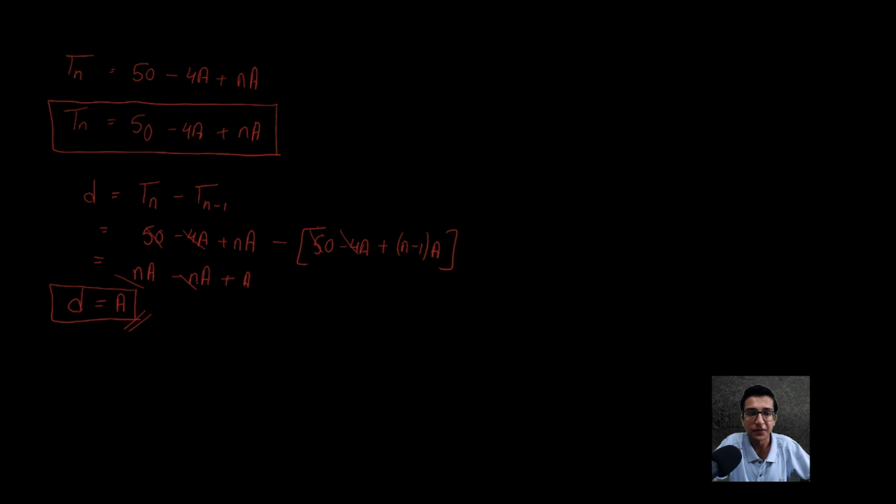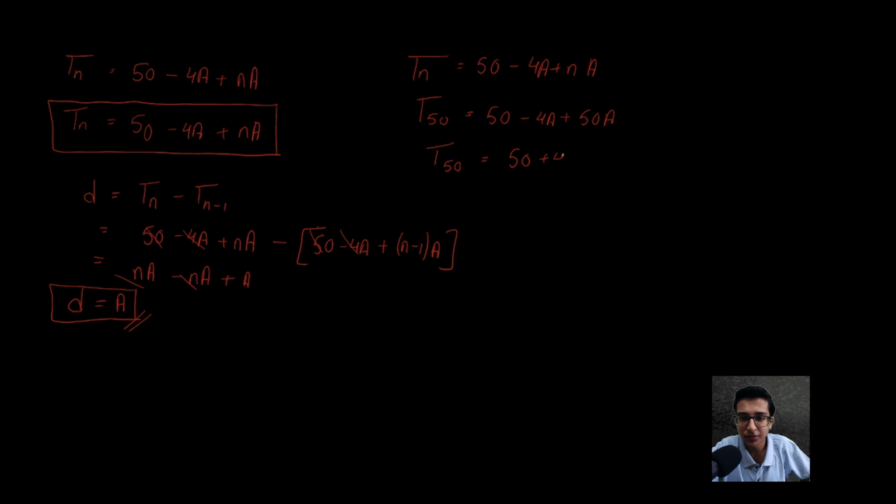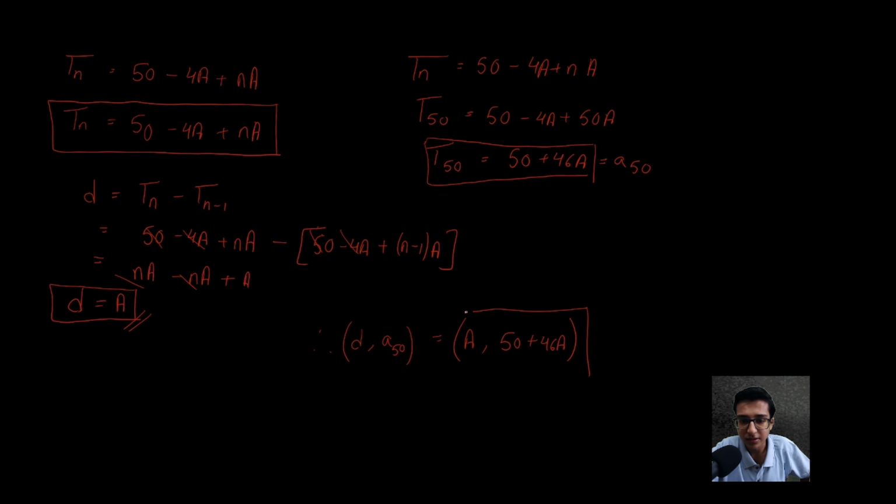Now finding the value of A50 becomes easy for us, since we know the nth term is 50 minus 4a plus na. So we can write this as T50 is equal to 50 minus 4a plus 50a. This would make it 50 plus 46a. So we found the value of the 50th term as well. This is equal to A50. Therefore our answer, the ordered pair D comma A50, is equal to a comma 50 plus 46a. This is our answer.